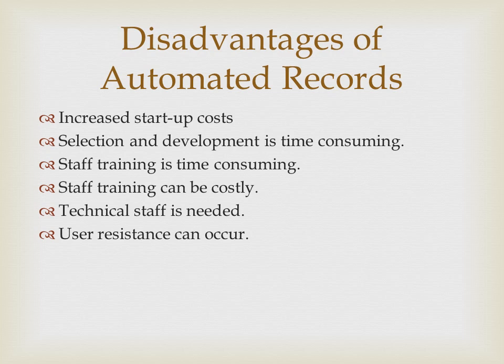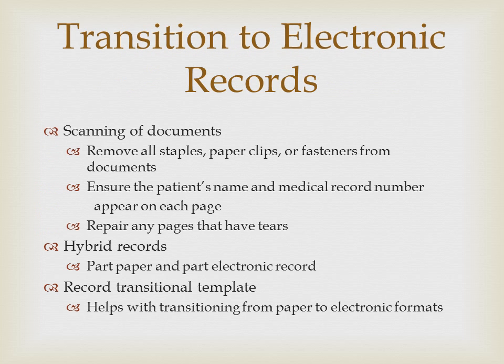A lot of times with automated records, one disadvantage is user resistance, and that usually comes about when you have individuals that don't like computers, or individuals that are at a disadvantage when using computers. They're not computer savvy. That can be a disadvantage for you when you're dealing with automated records.